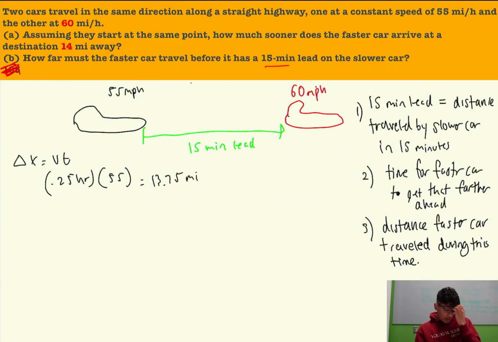Okay, so now that we know that the car in 15 minutes travels 13.75 miles, we want to know how long the faster car takes to cover that distance. And so we're going to do the next equation. So this is one, this is two. Okay, so what are the numbers we have? Time is equal to the change in displacement, 13.75, over velocity.